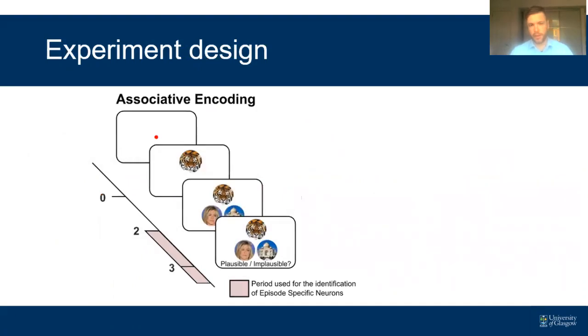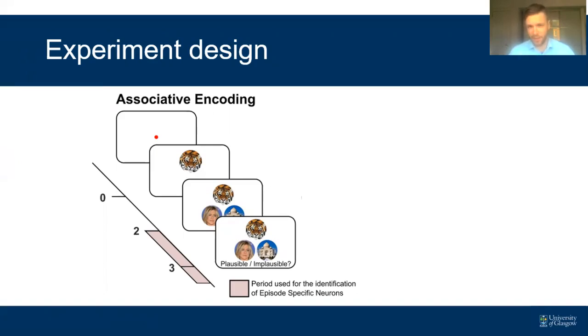Now, unfortunately, we can't send our patients to the cafe when we want to investigate their episodic memory. So instead, we have a very simple memory association paradigm. Here, we present the patient with an animal cue, in this case, a tiger, and then 2 seconds later, 2 associate images come on screen. Now, these could be either 2 faces, 2 places, or a face and a place. This is going to be important later on.